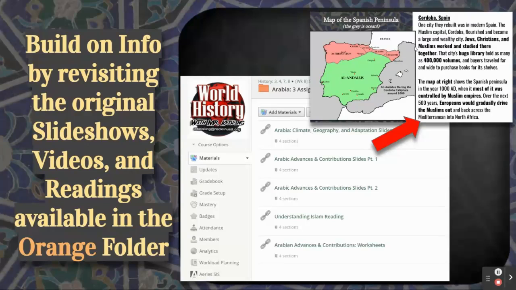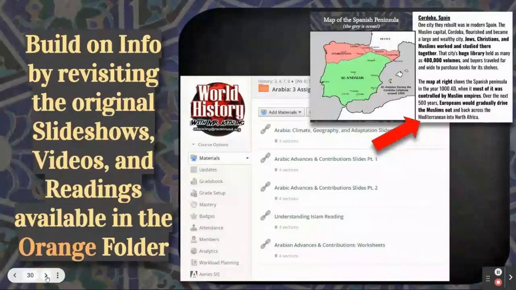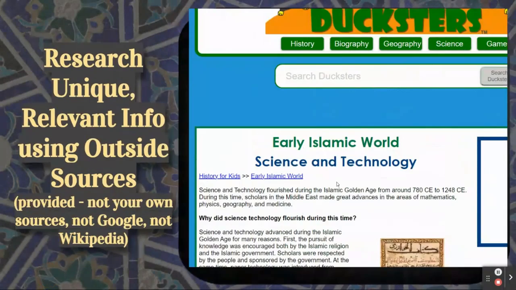Let's say that you wanted to add some more information. You could read about it again, and then click on the source links for expository paragraphs. So let's go take a look at that. Here it is. You can choose any one of them you want. I chose one on Ducksters here. You're going to read through this and then find something really interesting that adds to the story that you're telling in your paragraph. So read through that.